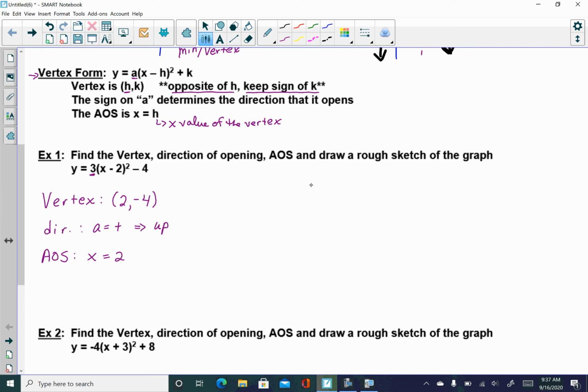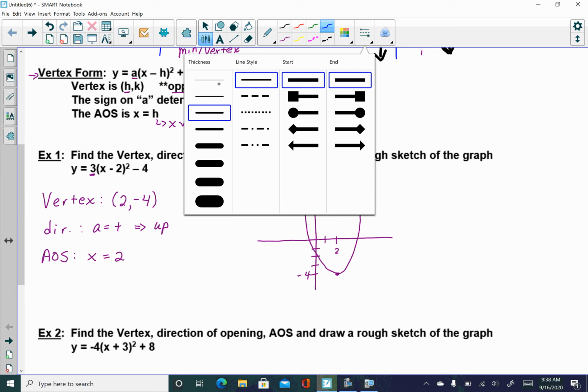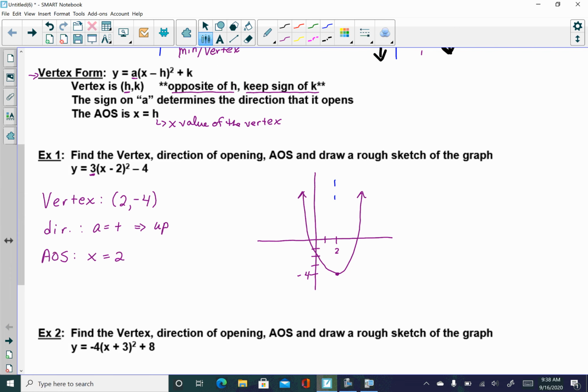All right, and then like I said, I'm just going to draw a rough sketch here. We'll focus on x and y intercepts as we move forward in the set of notes, but for right now, just a rough sketch. Plot your vertex. So we've got a vertex of positive 2, negative 4. So there's your positive 2, here's your negative 4. Put that vertex in. We know that it opens up, so it's going to look something like this. And I'll just go ahead and also draw in that axis of symmetry as well, because that is running straight down the middle here. Okay? And then that would be the line x equals 2. Okay, that blue line there. All right.